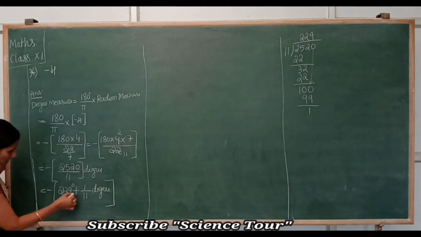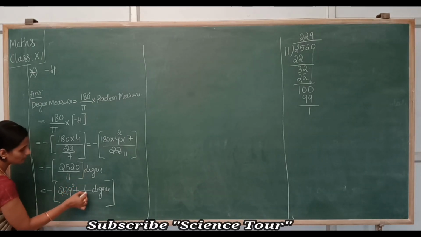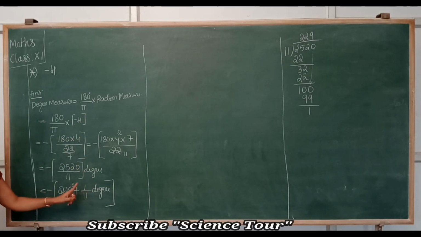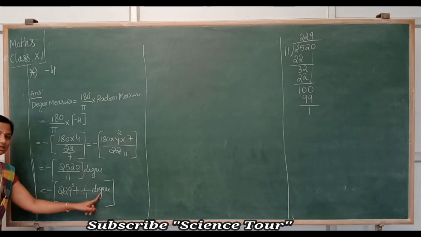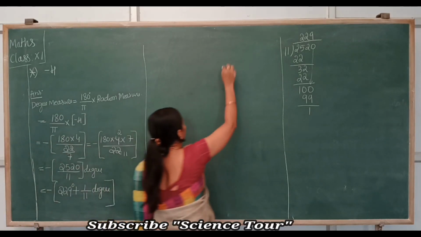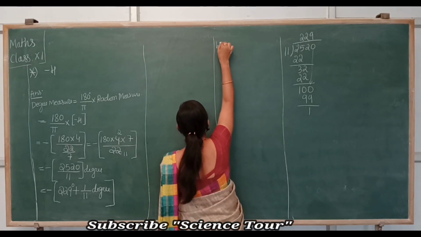So now in degree, this is the integer part, and this is the decimal part. That means you should convert this decimal part to minute, correct? So 1 divided by 11 degree should be converted to minute. So how to convert that to minute? We know that.